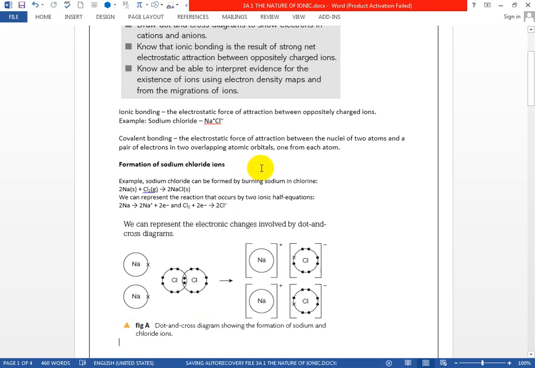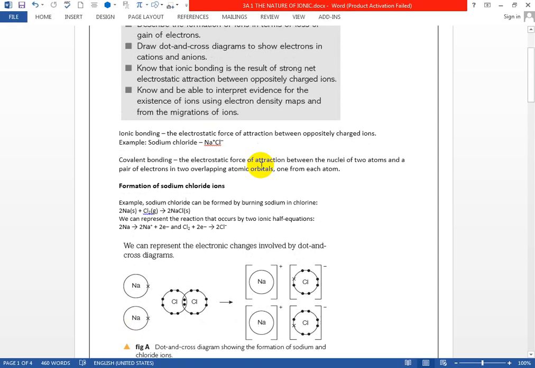Bonding is attraction, like family bonding. We all live together as family members because of bonding. Family bonding is attraction. Chemicals also have bonding, but chemicals form different types of bonding: ionic bonding, covalent bonding, and metallic bonding. Okay, today I discuss ionic bonding.